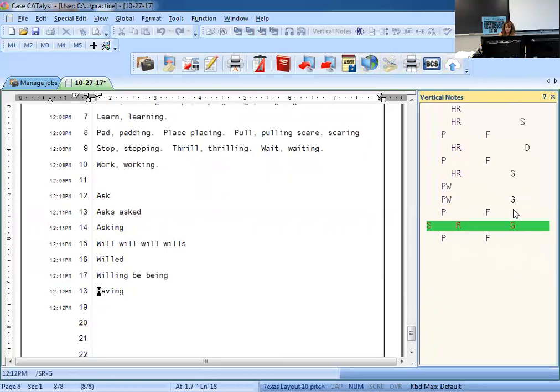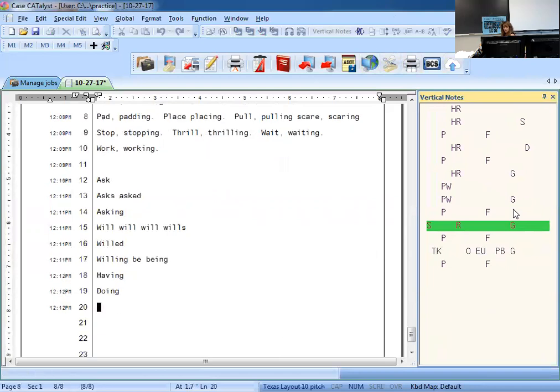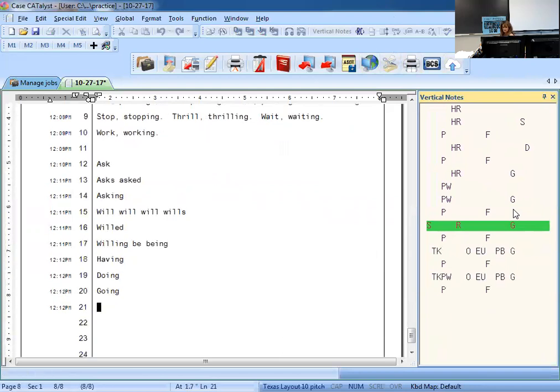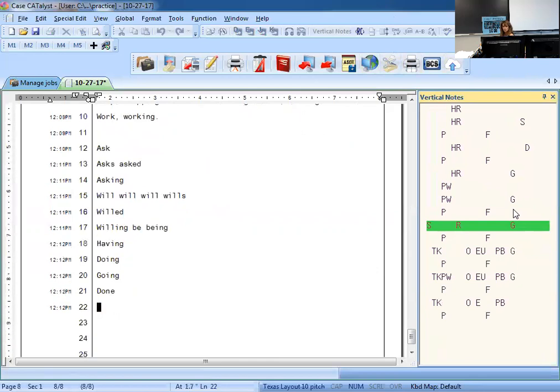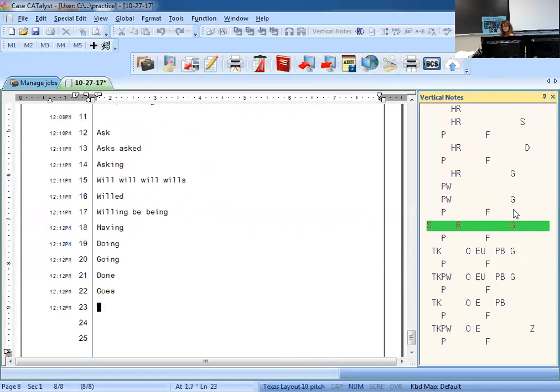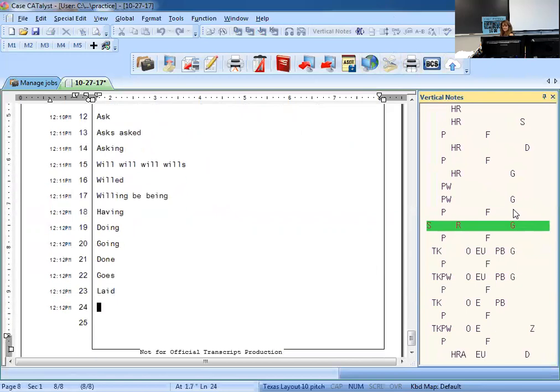Other words which do not require a separate stroke for an inflected ending. So you have doing is D-O-I-N-G. These words are written just as is. Going, G-O-I-N-G. You got to write them just like they are. Done is D-O-E-N. Goes, G long O-Z. Laid, L long A-D.